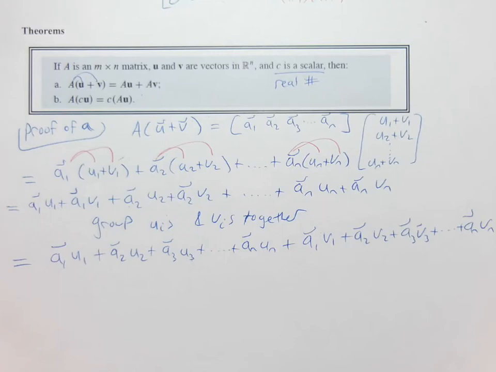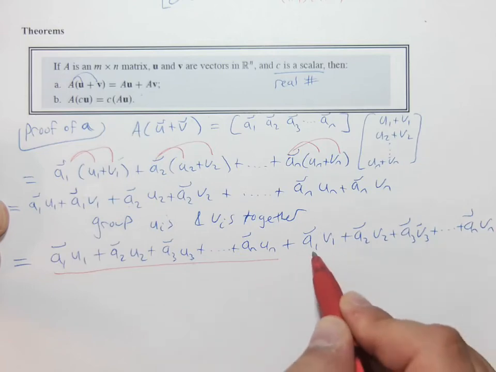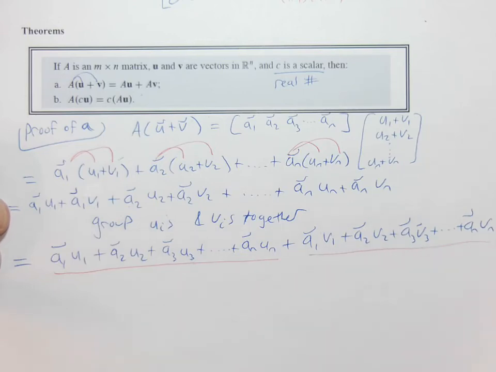And then notice that this expression here with the u's is going to be A times u, and this expression here with the v's is going to end up being A times v, right? Because we're scaling the columns of A with the entries of v here, and we're scaling the columns of A with the entries of u here. And so let me just write that out a little more carefully.